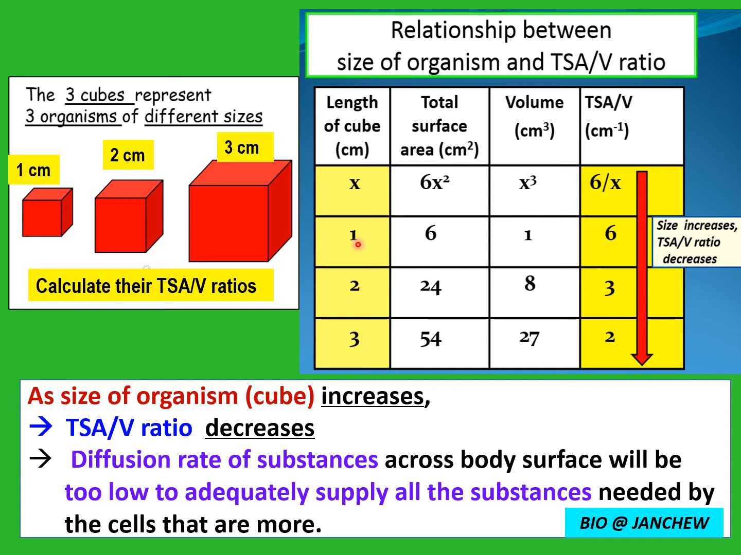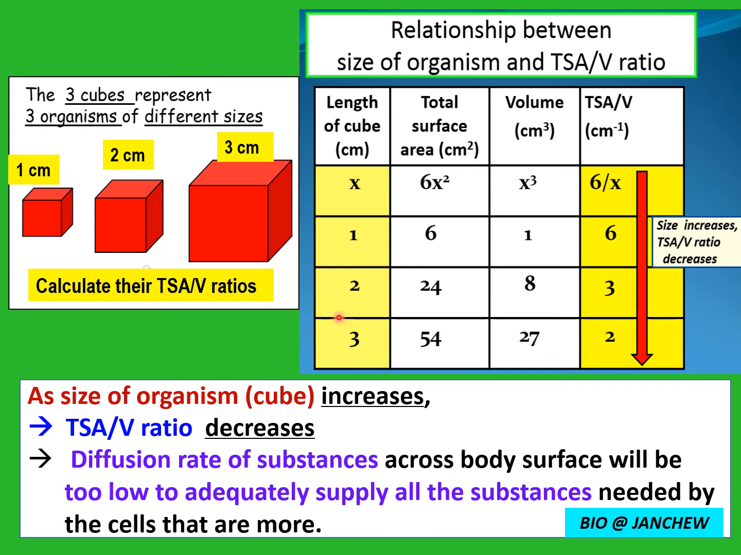So if the length of our cube is 1, total surface area will be 6 times 1 equals 6. Volume will be 1 cube equals 1. TSA per V equals 6 divided by 1. Or we can use this formula, 6 divided by 1, you get 6. So using the formulas, we can find the total surface area for a cube with length 2 cm, and the TSA per V, we can also calculate from here, 6 over 2 equals 3. For the third cube, when the length is 3 cm, TSA per V is 6 divided by 3, you get 2.